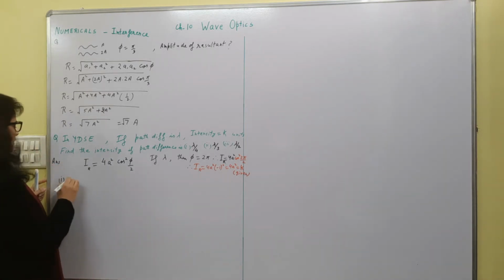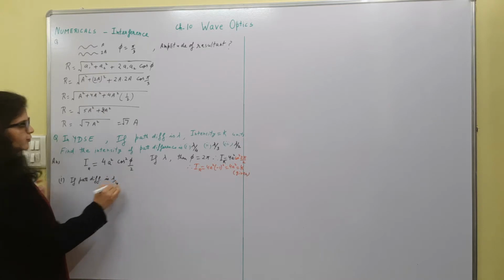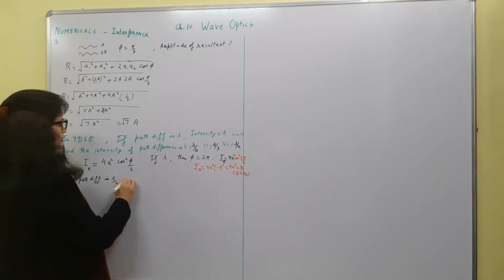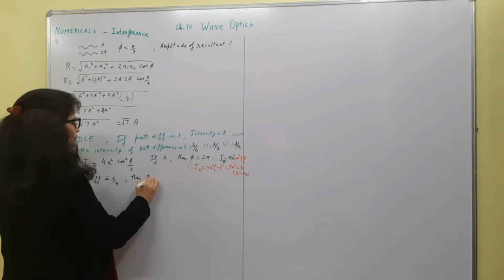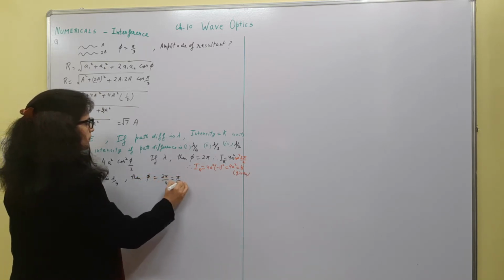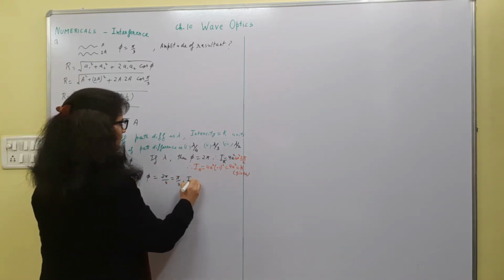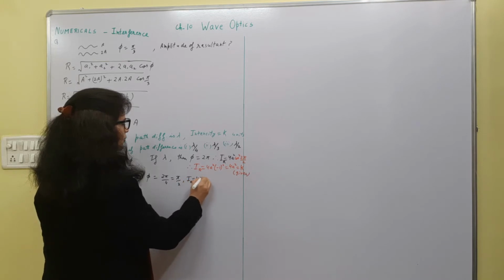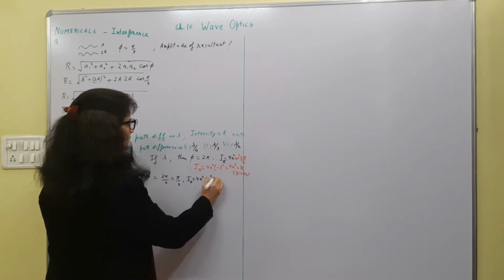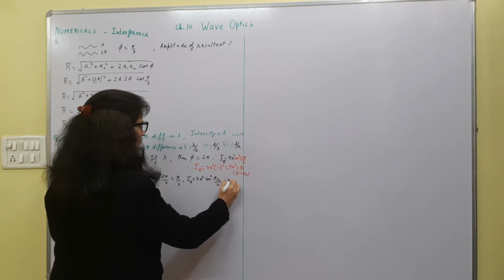Your first case says that if path difference is lambda by 4, then phase difference is 2 pi by 4, that is pi by 2. So what will be the intensity? Therefore, intensity of resultant is 4a square cos square of pi by 2 upon 2, that is cos square pi by 4.